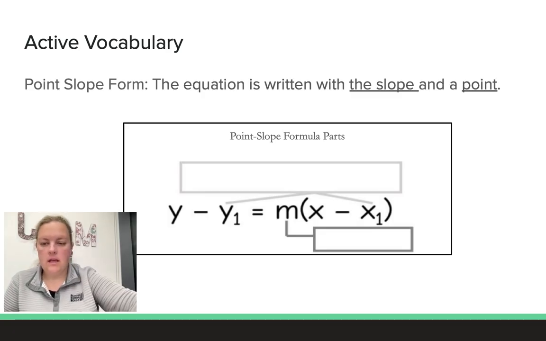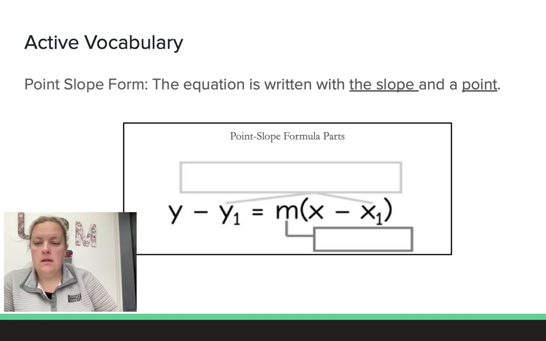All right, so this is a new form of an equation. So we're going to take a look at what this looks like. It is written as y minus y1 equals m times x minus x1. So point-slope form is the equation written with the slope and a point. So that's going to go on the left-hand side of your notes.